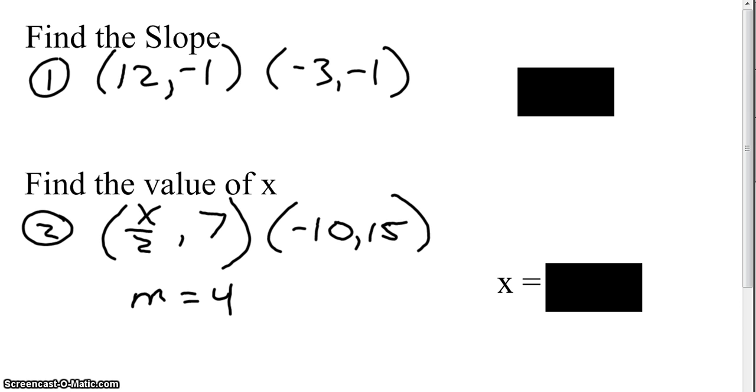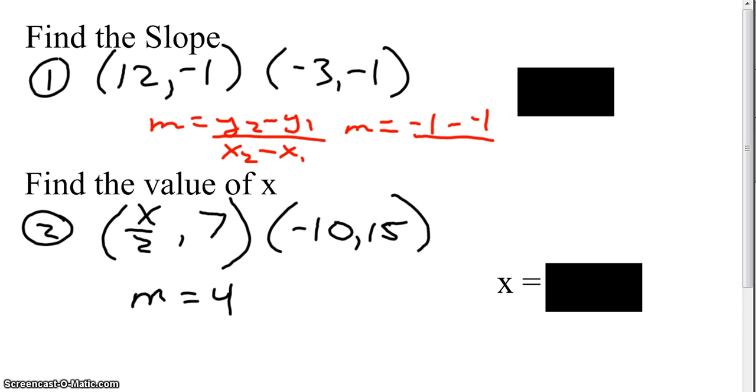Let's review the equation for slope. M equals y2 minus y1 over x2 minus x1. So who can substitute the values like you did? Ellie. I did -1 minus -1, and then over 13 minus -1, which equals 16. 12 minus what?